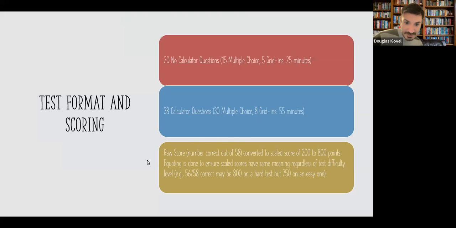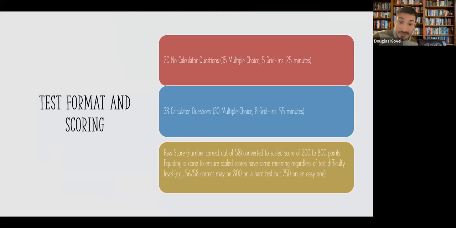And then the last thing from this slide that I wanted to talk about is the scoring, where things could sometimes get a little bit strange on the math section in particular. So the raw score is the total number of questions that you get correct out of 58. And so you get 1 point for every question you get right, and then 0 for every one that you either leave blank or get wrong.